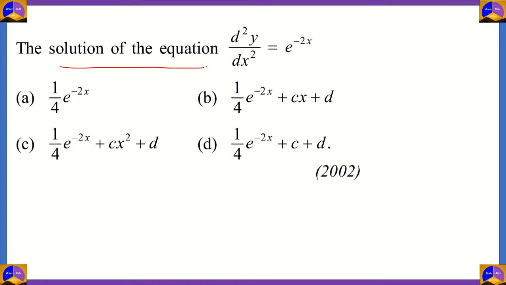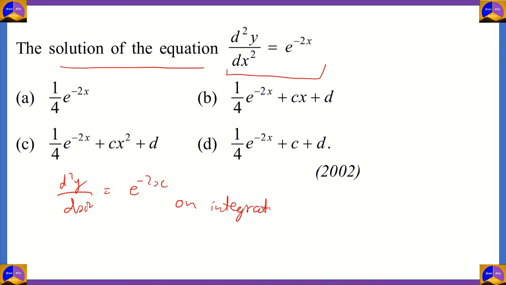The solution of the equation d squared y by dx squared equals e raised to minus 2x is. So is it option A, option B, option C, or option D? So the first thing is to take the equation d squared y by dx squared equals e raised to minus 2x. So in this question, instead of differentiation, we have to do integration. So on integrating, the left hand side will become y1, that is first differential, so dy by dx.